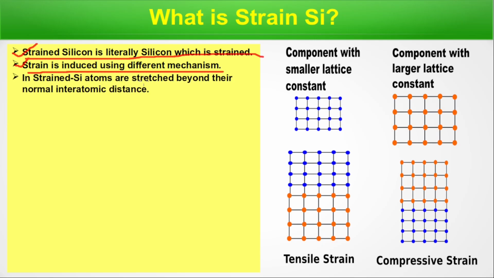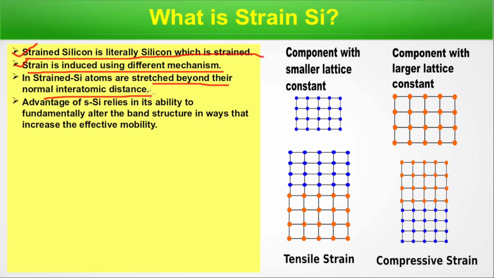In strain, silicon atoms are stretched beyond their normal interatomic distance. The advantage of strained silicon relies on its ability to fundamentally alter the band structure in ways that increase the effective mobility. Any material has its normal interatomic distance, that is, lattice constant, that is actually stretched beyond its normal interatomic distance by different mechanisms. The whole structure is either compressed or stretched so that it doesn't remain in its original position or follow the original structure. So it's always in either tensile strain or compressive strain.